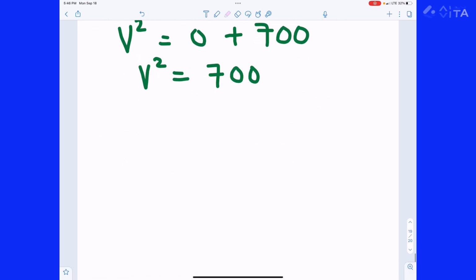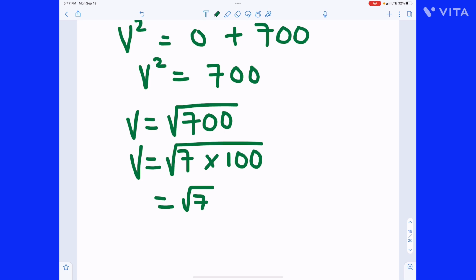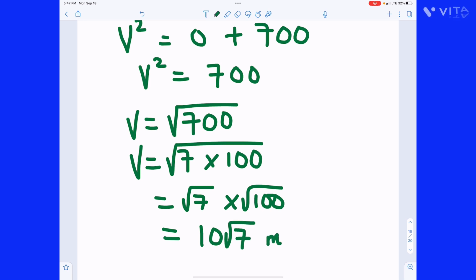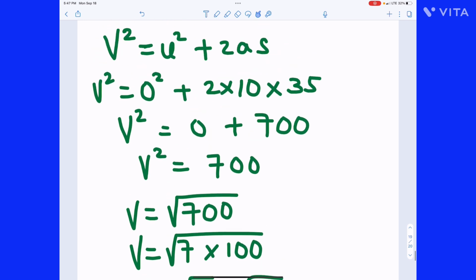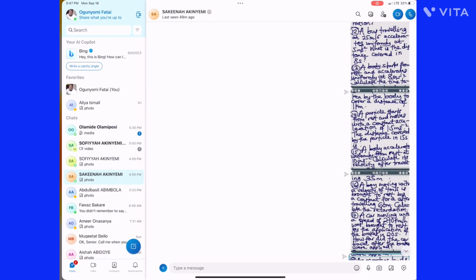That means our final velocity is the square root of 700. Square root of 700 is square root of 7 times 100. That's root 7 times root 100. That's 10 root 7 meters per second. The velocity it attains after traveling a distance of 35 meters is 10 root 7 meters per second. Let's go to question 16.